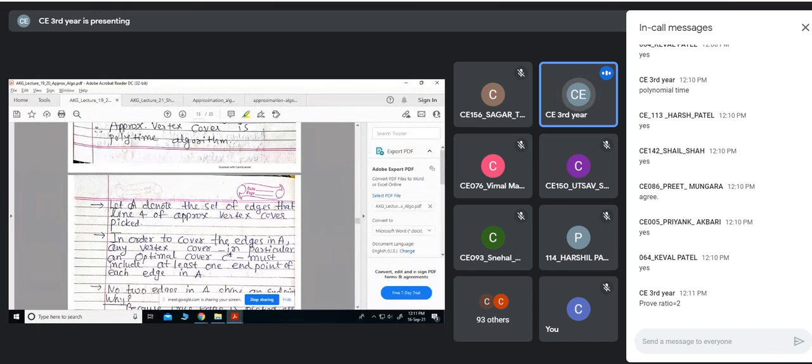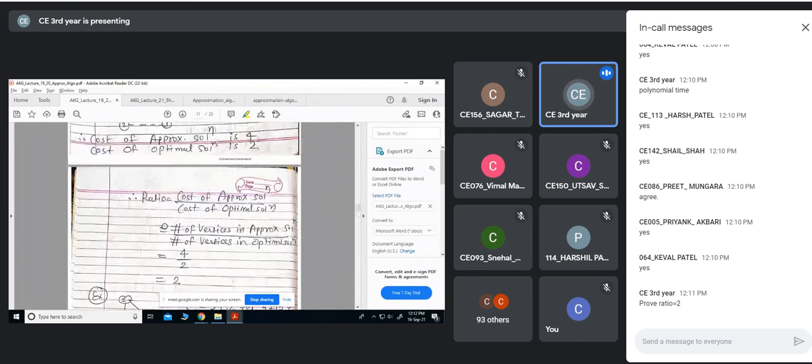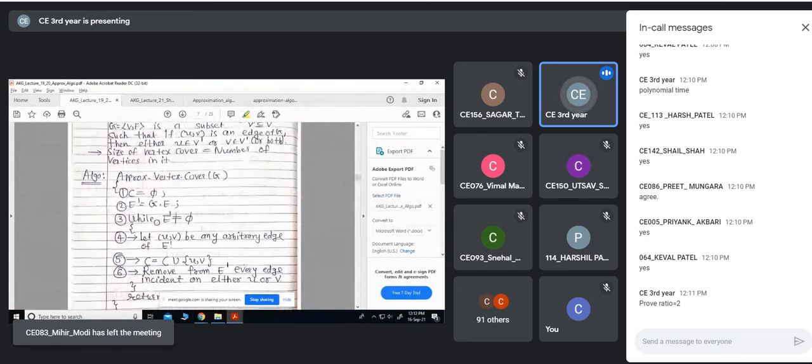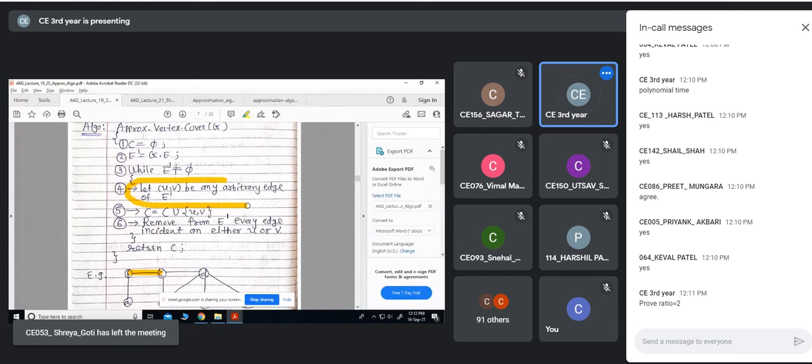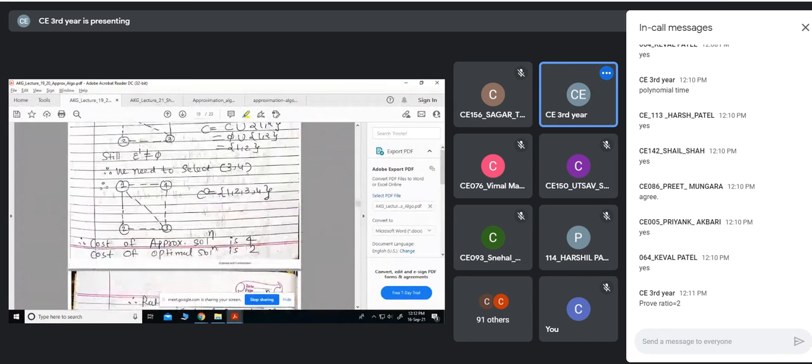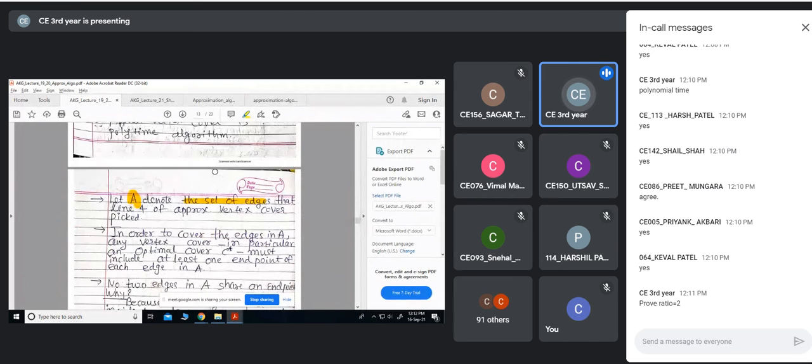Let capital A denote the set of edges that line 4 of the algorithm picks. What is line 4 of the algorithm? The random one: let u comma v be an arbitrary edge. So line 4 picks a set of edges, and the elements of A would be edges, like u comma v, 1 comma 2, 2 comma 3, like that.